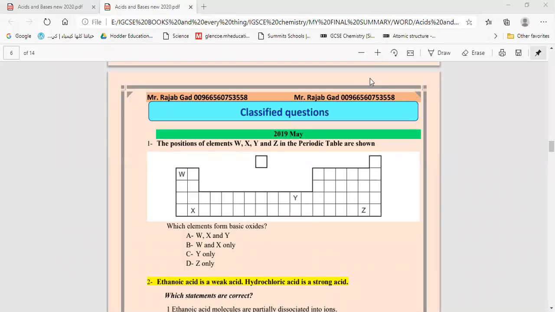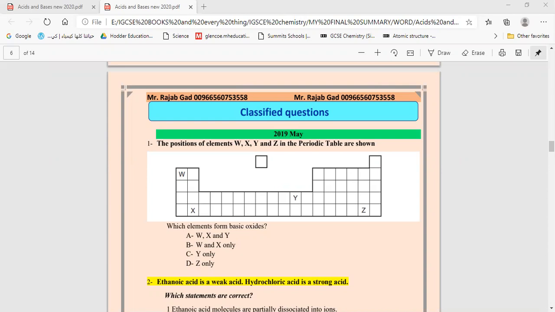Bismillah ar-Rahman ar-Rahim. Last class we studied the properties, the characteristics of acids and bases. Today, inshallah, we are going to solve some classified questions about acids and bases. Before answering these questions, let's revise, let's recall what we studied.